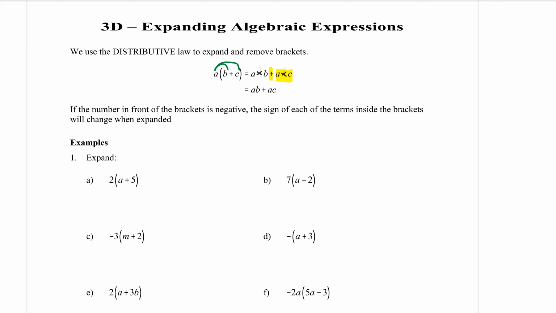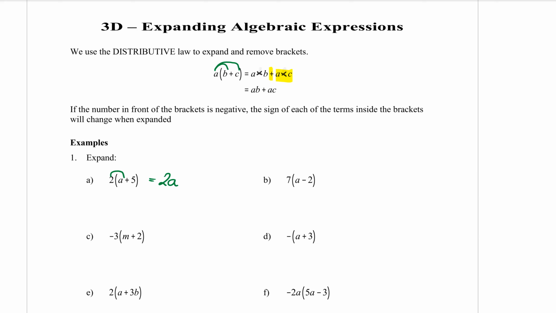Now, I don't expect you to be showing this line of working out. I think it's actually easier if you go straight to this one. Okay, so let's practice. To expand 2 bracket A plus 5. Whatever is out the front, the 2, you multiply it by the first thing in the bracket. 2 times A. We don't do times signs, so we just go 2A. Does that make sense? 2 times A is 2A.